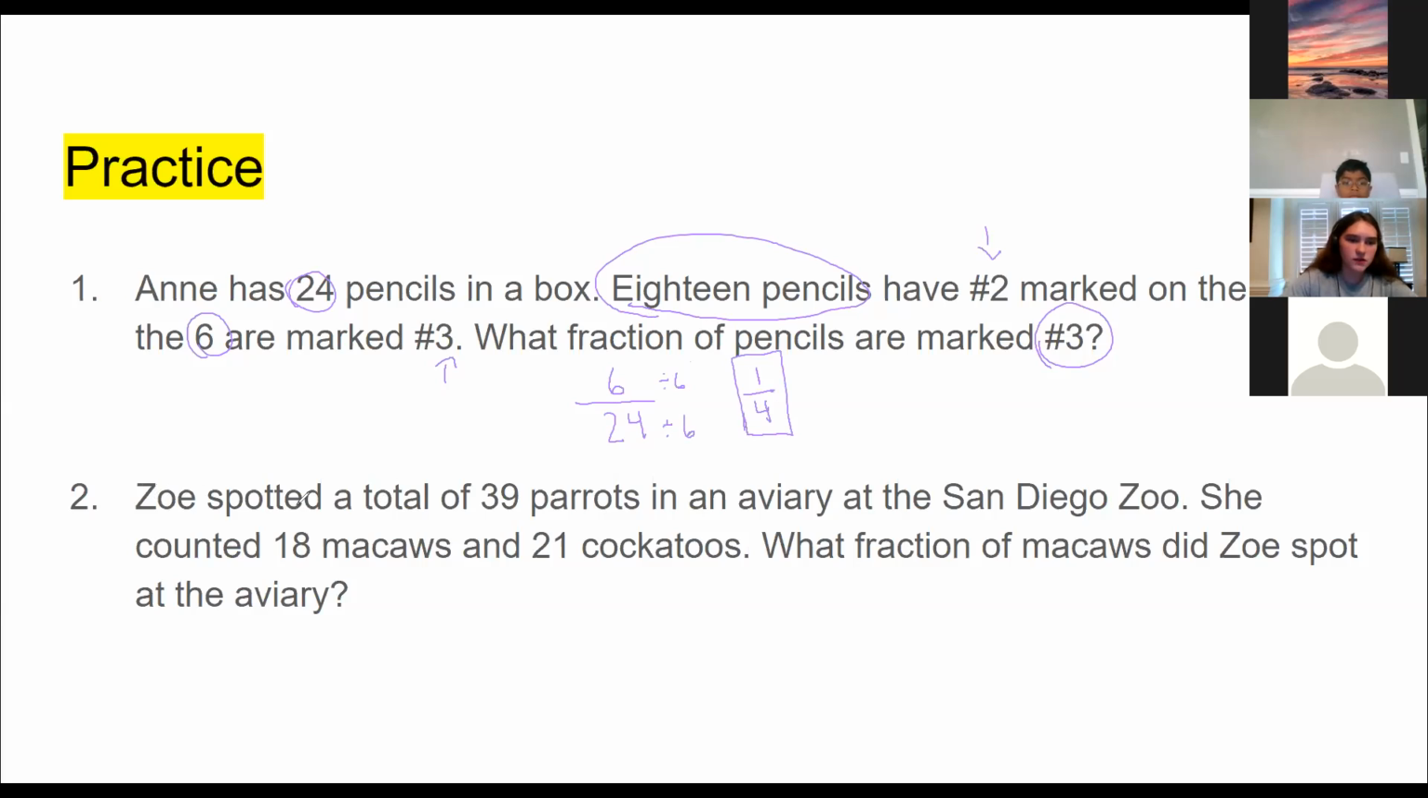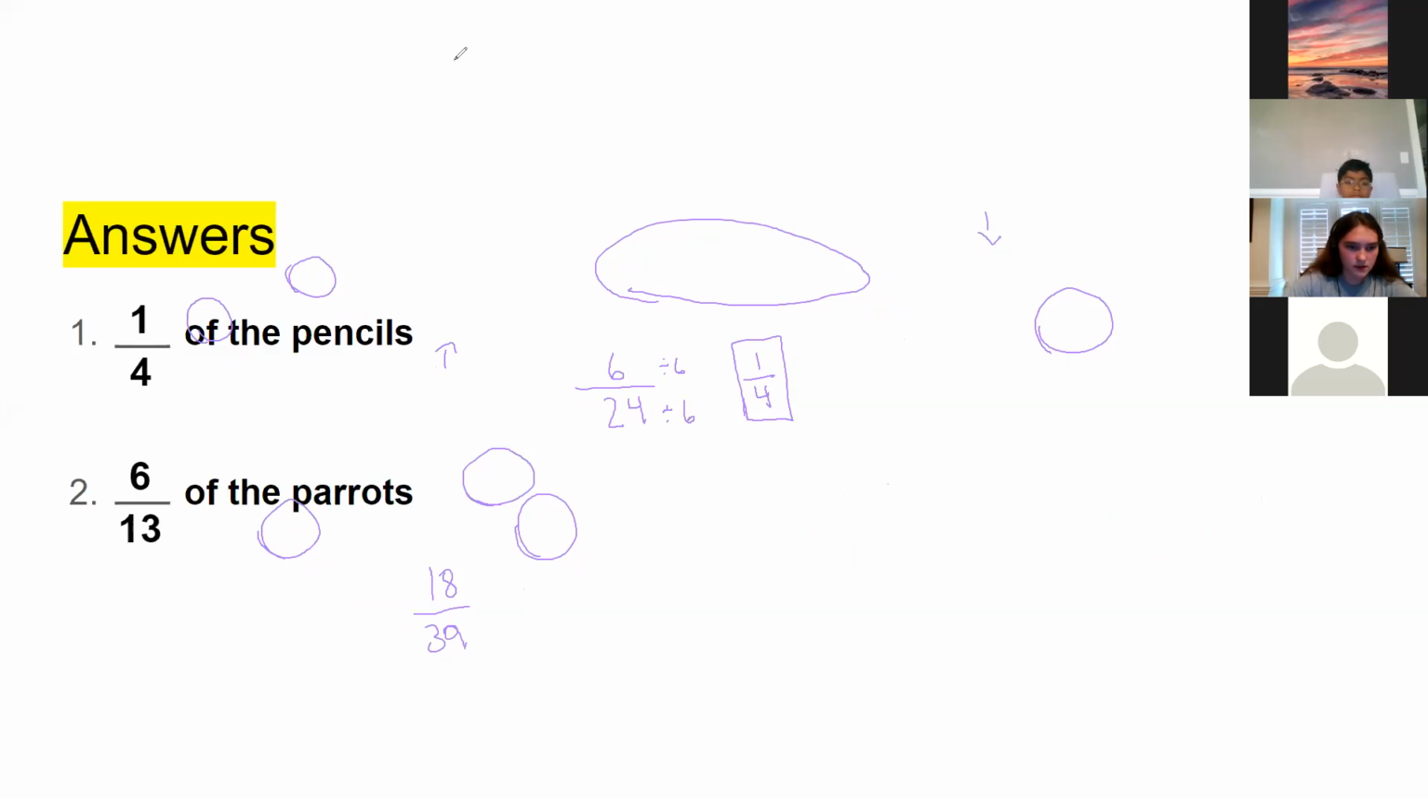For the next question, Zoe spotted a total of 39 parrots in an aviary at the San Diego Zoo. She counted 18 macaws and 21 cockatoos. What fraction of the macaws did Zoe spot at the aviary? So she spotted 18 macaws out of 39 parrots at the San Diego Zoo. And if we break it down, we should get 6/13 of the parrots and 1/4 of the pencils.